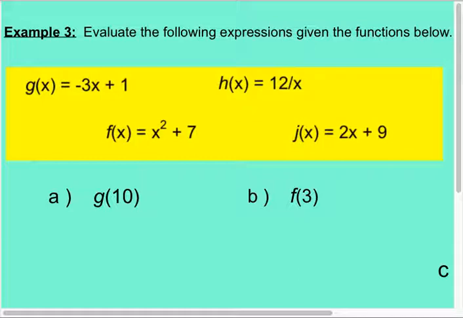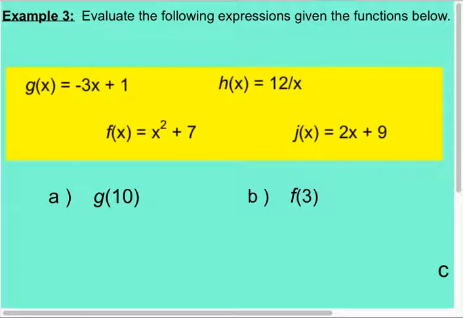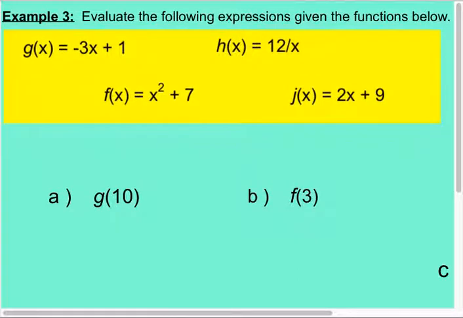So here we got 4 functions. We're going to be evaluating the following expressions given the functions. So you got to kind of differentiate and see what you're actually working with here. Okay? So let me see if I can get this going again. There we go.